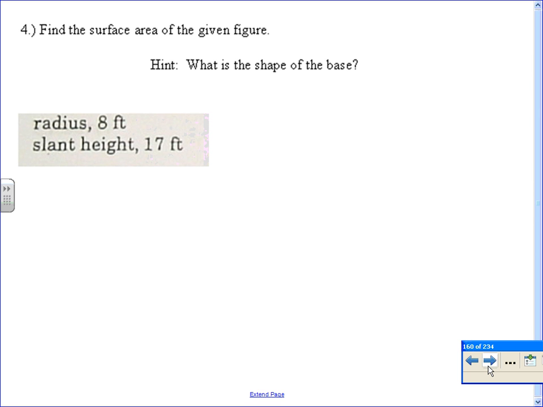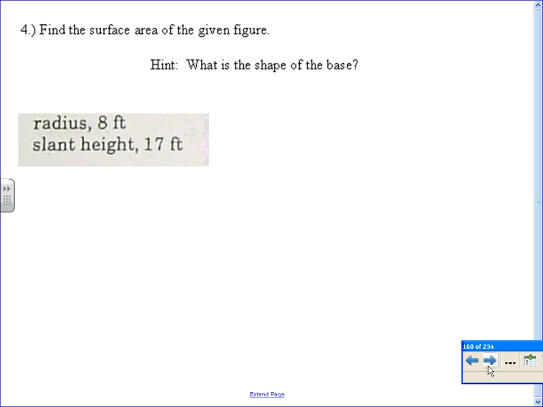I did pi times diameter. Okay, but don't forget the 1/2, because it's 1/2 CL. So if you do pi times diameter, you still have that 1/2 there. Okay, fix that one so you can make sure that you know what you're doing.